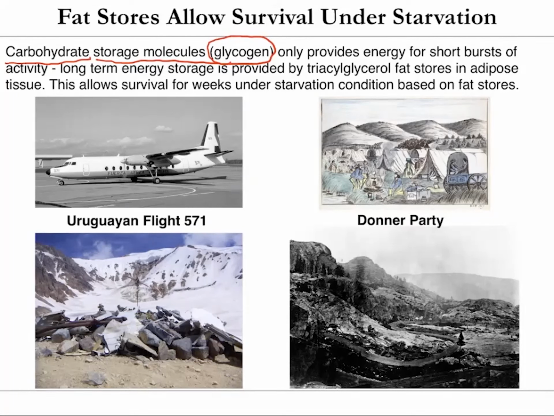However, glycogen stores run out really quickly. So if you were to exercise basically all out, you'd only have enough glycogen in your cells to last you about an hour. After that, all your energy is going to be provided by these triacylglycerol fat molecules in your adipose tissue, your adipose cells. So these fat molecules, because you can store so many of them in a small amount of space and they're so energy rich, this can allow your body to survive for weeks under starvation conditions.